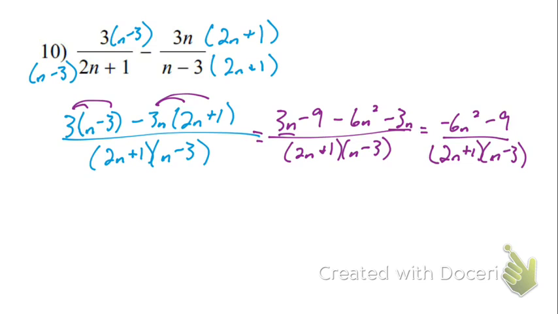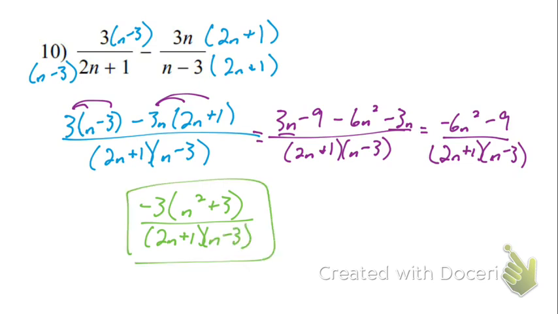So up top, I can factor out a negative 3. When you do that, you're left with n squared plus 3. Yep. And that's going to be over 2n plus 1 and n minus 3. Unfortunately, nothing goes away. So that's your answer. Thank you very much. Finish the rest of the problems for your homework.